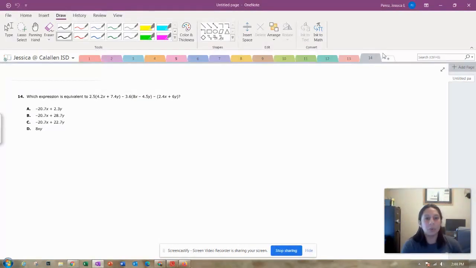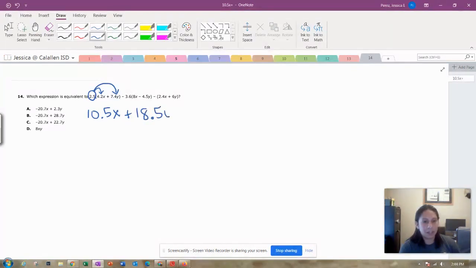Okay, problem 14. Here it says, which expression is equivalent to all of this? Okay, first one, 2.5 times 4.2. That's going to give you 10.5x. 2.5 times 7.4, that's 18.5y.